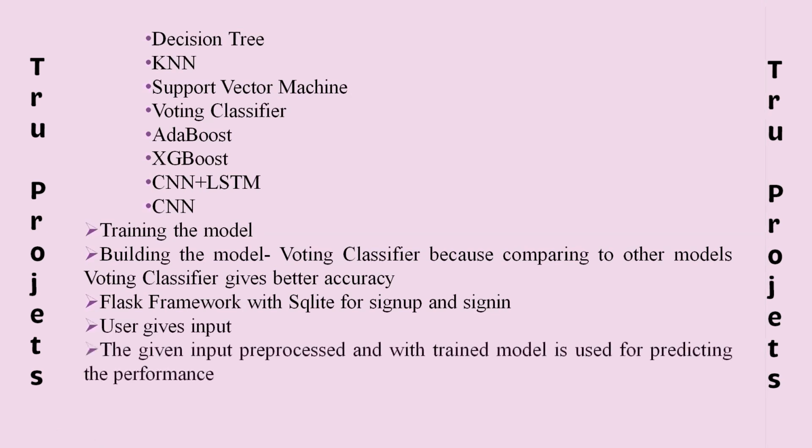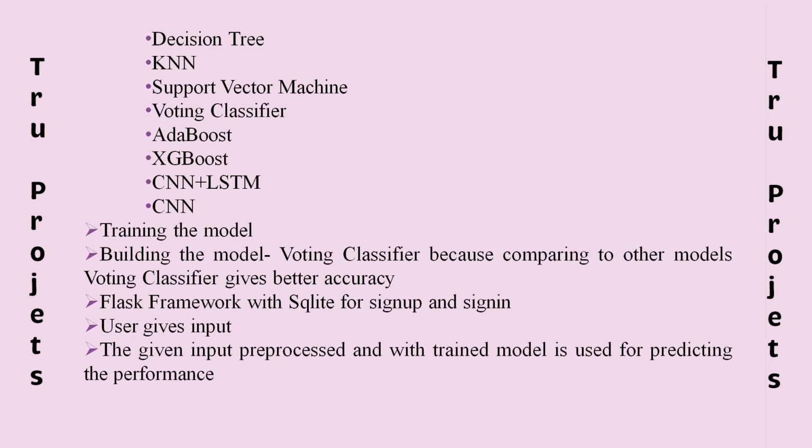User gives input. Users input their relevant data into the application. This input is pre-processed to ensure it aligns with the format expected by the trained model. For instance, the input is encoded to numerical values using techniques like label encoding, ensuring it can be fed into the model.